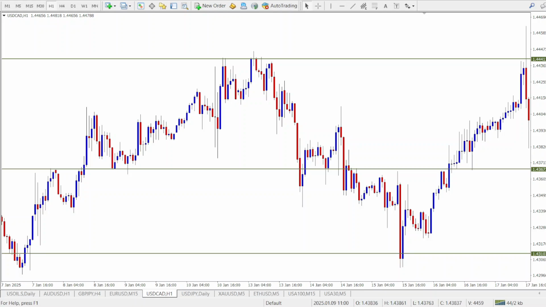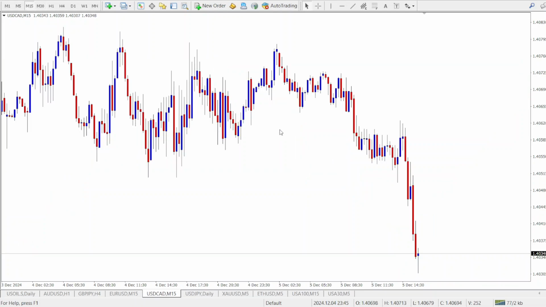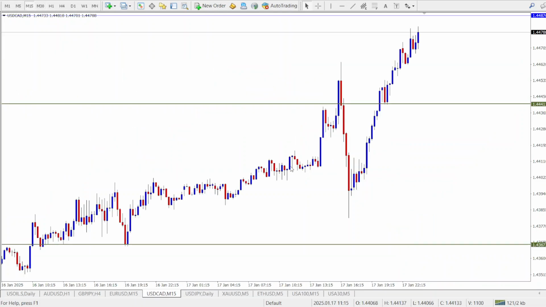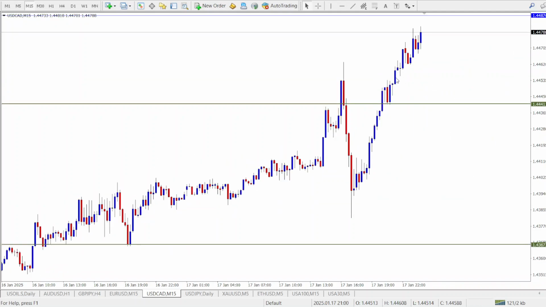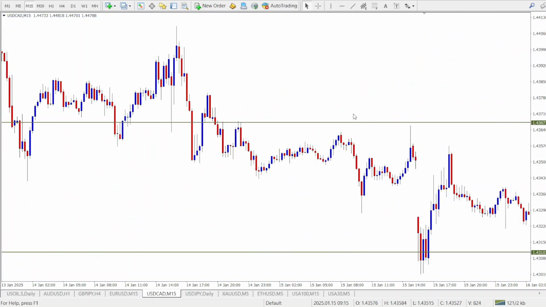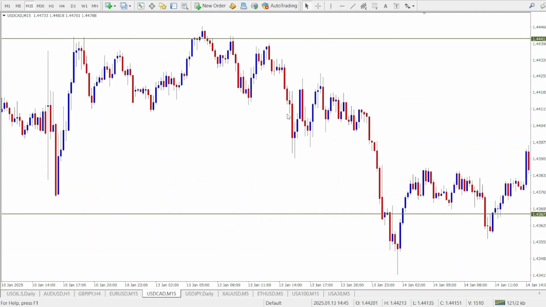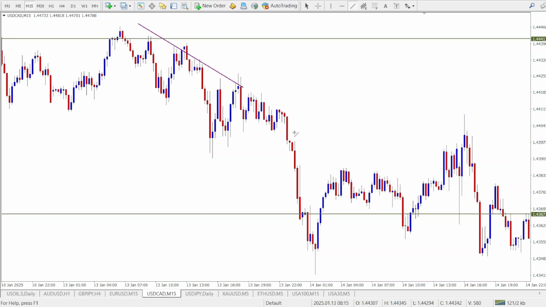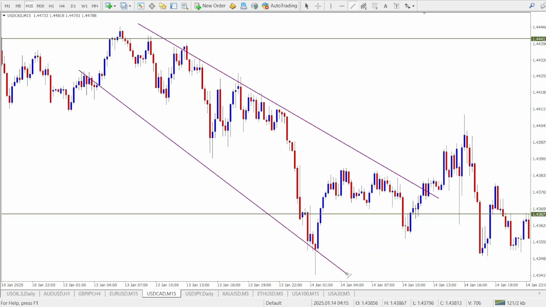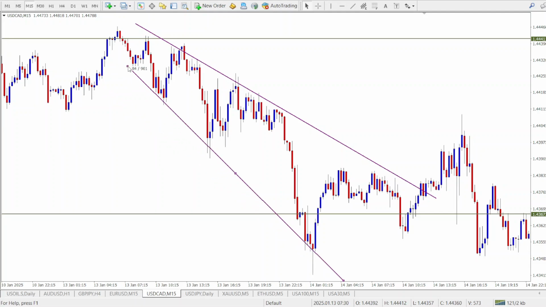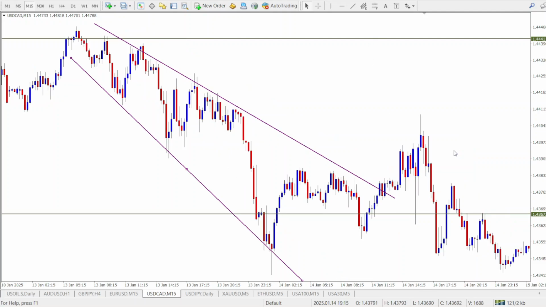So you can use 15-minute or 30-minute charts for a clearer view of price action. Then you can identify both dynamic support and resistance levels alongside your horizontal support and resistance levels as well.